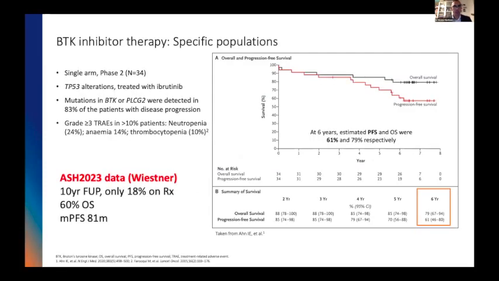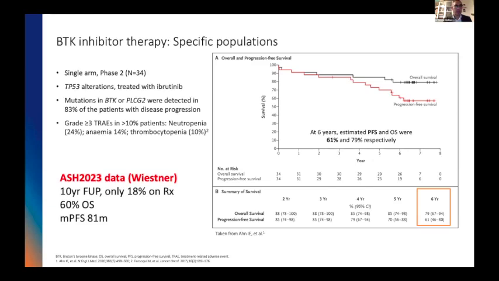So I went into a little bit of detail, trying to tease out if there is, for example, in the TP53 aberrant population, any evidence of one being better than the other. So this is the data from ibrutinib. This is the longest follow-up study of a BTK inhibitor in a TP53 aberrant population. And you can see the 6-year PFS is not bad, 61%, and the overall survival is nearly 80%. So it's very good data for TP53 aberrant populations.